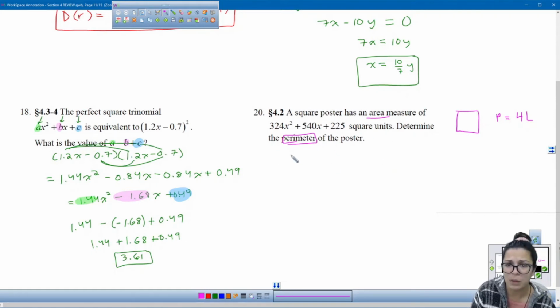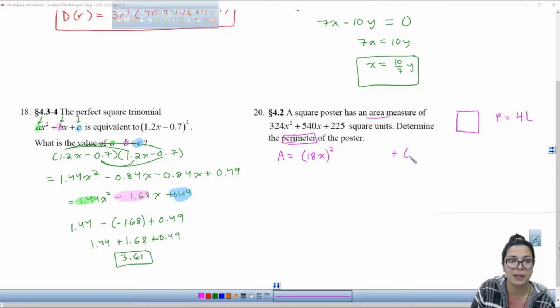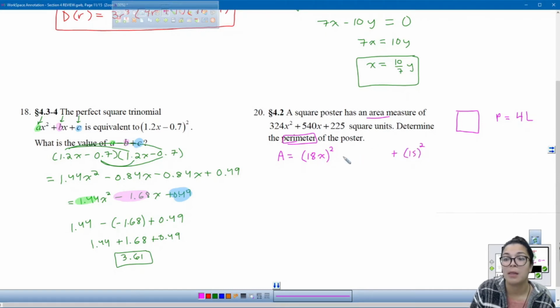Okay, so I'm going to go ahead and factor this one. The first and the last term are perfect squares. 324 is 18 squared. And then 225 is 15 squared. The middle should check out. 2 times 18x times 15 is 540. And the reason why I assumed it would check out is because this is a square, so I know it is a square, so I'm expecting it to be a perfect square already.